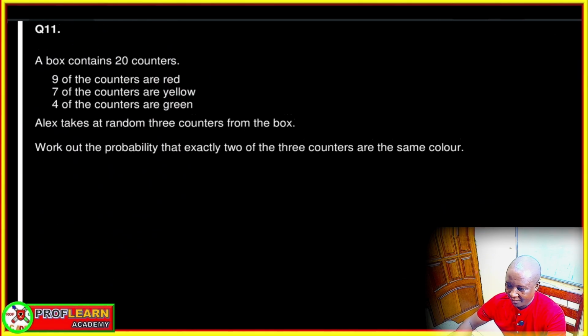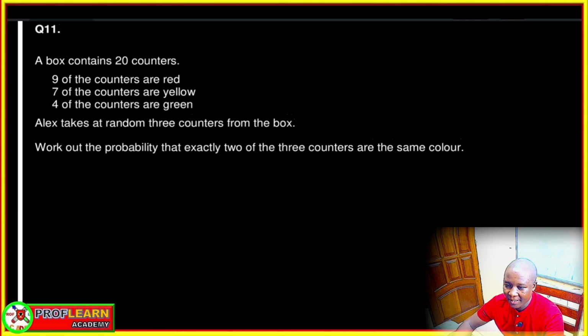Now we move to question number 11. This is a probability question, and it was a bit tricky for most students, but I want to explain it in a very simplified way. If by the end of this question you understood how you should be working it out, just leave a comment below so that I can know that you really understood, because I'm going to break it down so that it's easier to understand. We are told a box contains 20 counters.